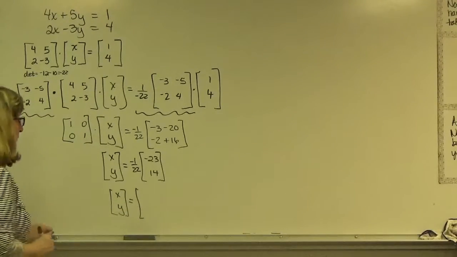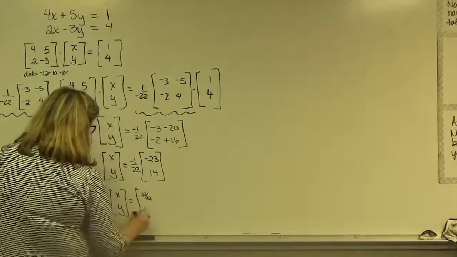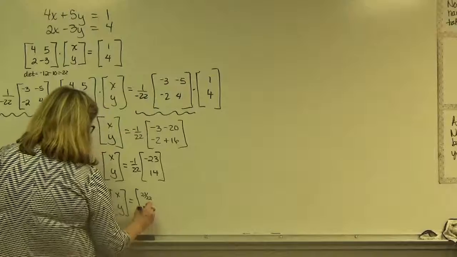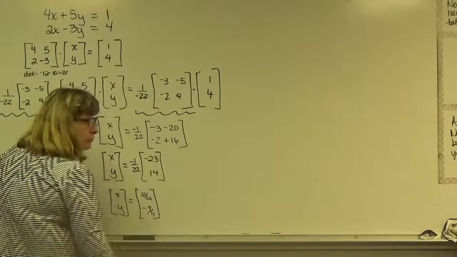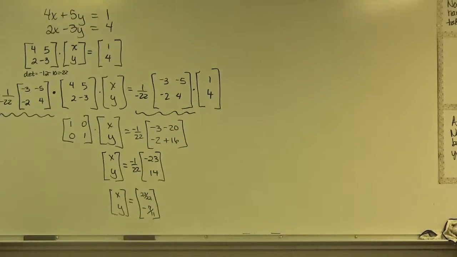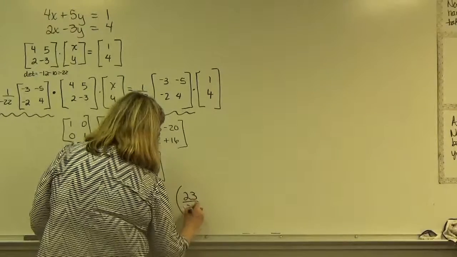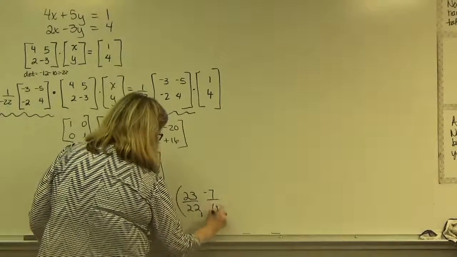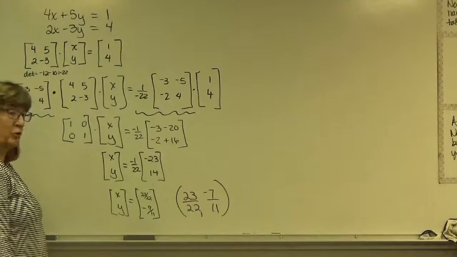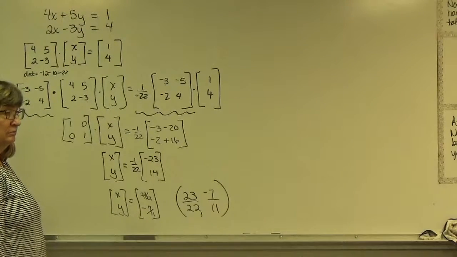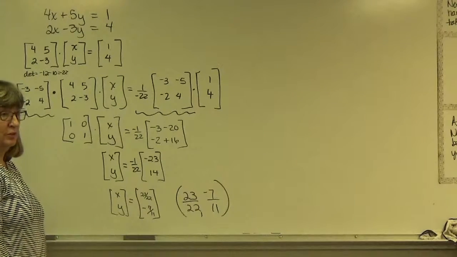Well, 23 over 22, 23 over 22 and -14 over 22, which will reduce to what, 7/11? Yeah, 7/11. So what did we get for answers? 23, 22, and -7. And I'll ask you this, we got answers that weren't very nice, right? Did we really have any problems working with those answers that weren't very nice?